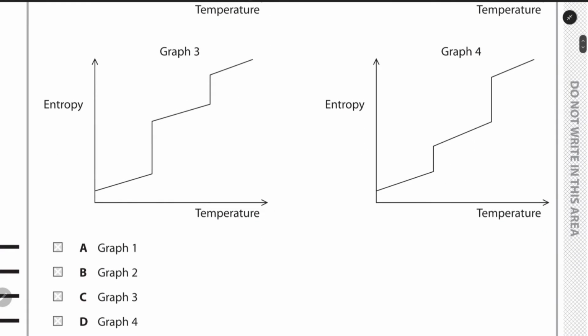Now between graph 3 and 4 will be the answer, since the vertical section when we go from liquid to gas should be higher. So this is the liquid portion, this is the solid portion, and this is the gas portion. The jump between gas and liquid, this jump over here, must be longer than this jump. So this must be longer than this.